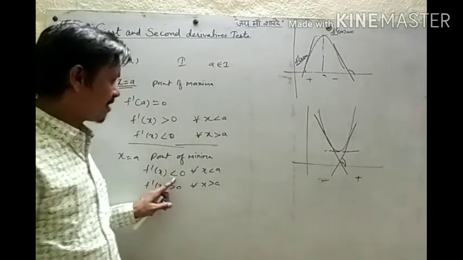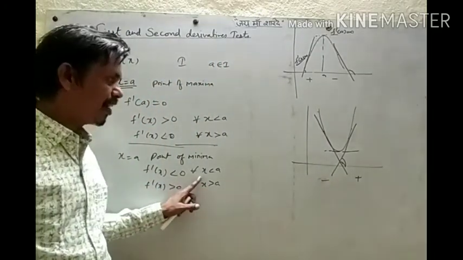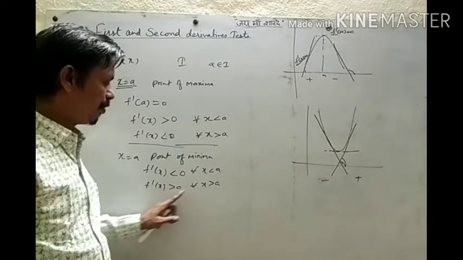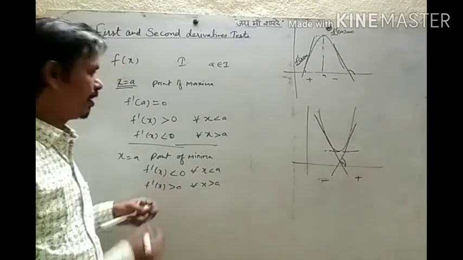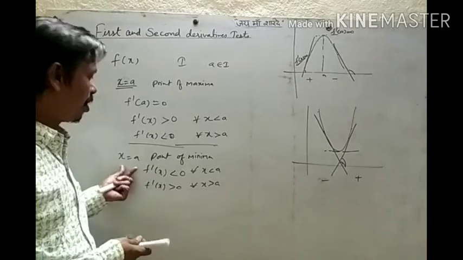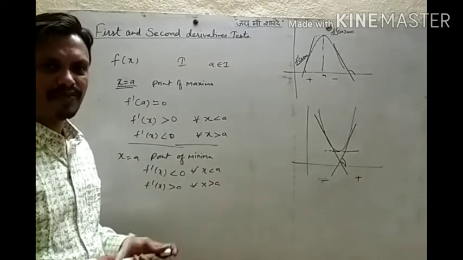f dash of x is less than 0 when x is less than a, and f dash of x is more than 0 when x is more than a. Then x equal to a is called a point of minima.